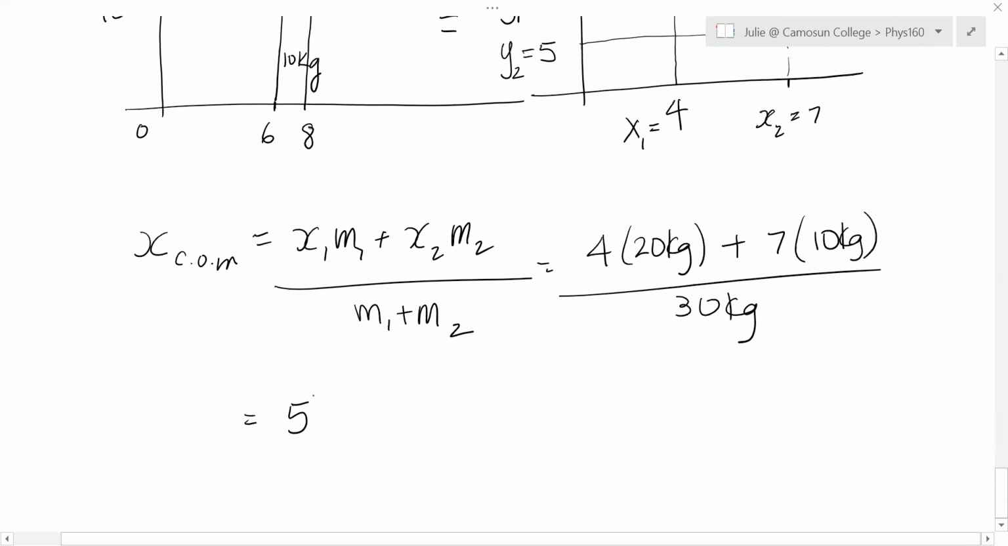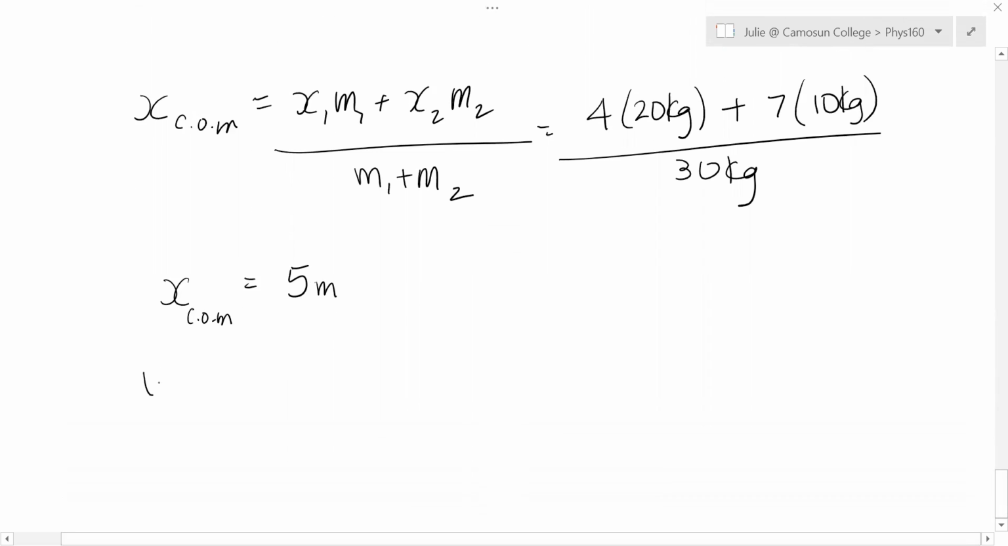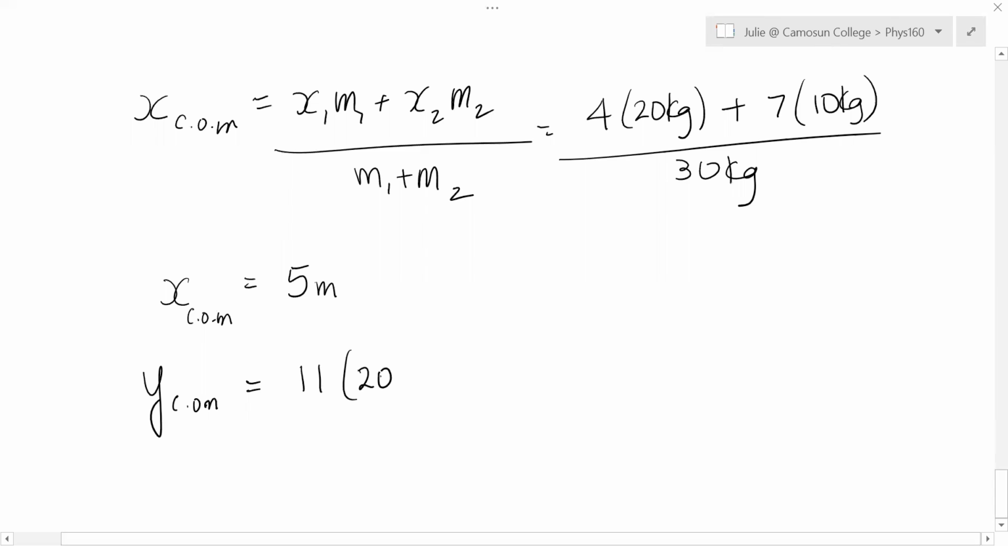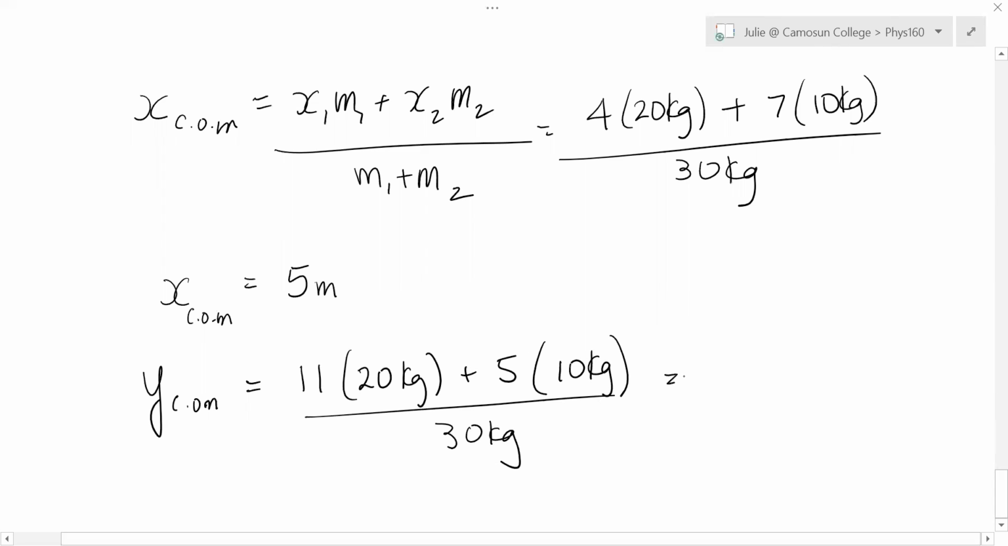And I didn't put any units. So whatever, like if these were meters, for example, then this would be meters. Okay, so that's the position of the X center of mass of those two rectangular blocks. And then the Y would be Y1. What was Y1? 11, and Y2 was 5. 11 and 5. And you still have to divide by 30. And so its position would be 9. And if it was meters, it would be meters.